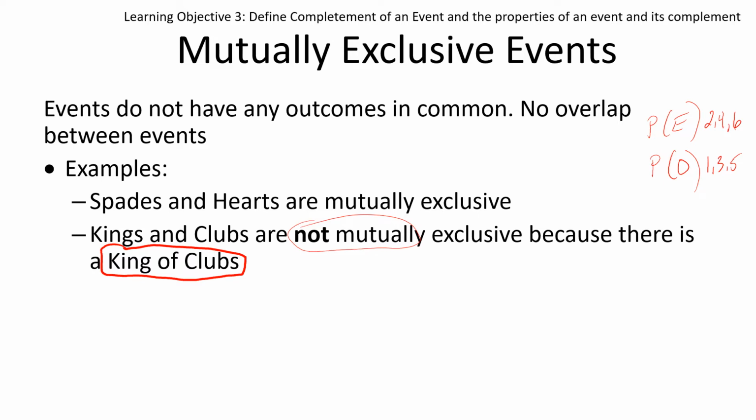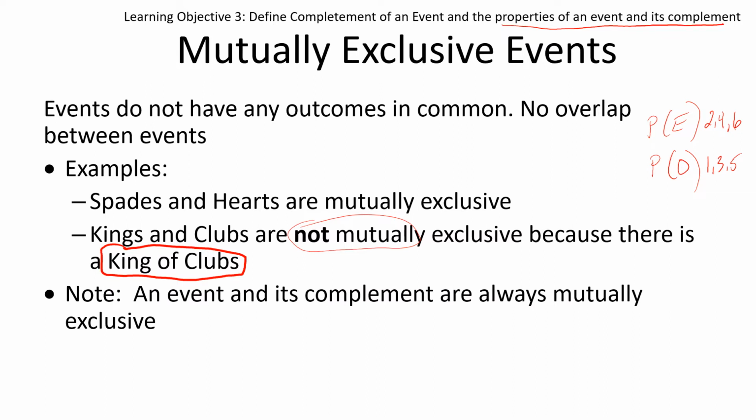Follow along with this, because what are the properties of an event and its complement? Here's the first of those properties. An event and its complement are always mutually exclusive. So we're going to look at these properties of an event and its complement. The first of those properties is that an event and its complement are always mutually exclusive.